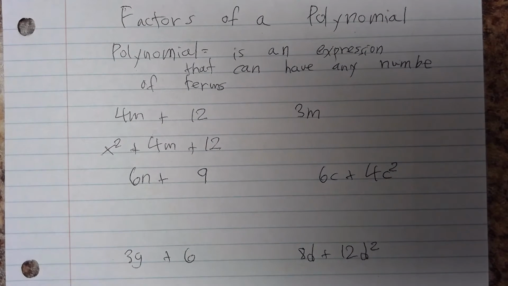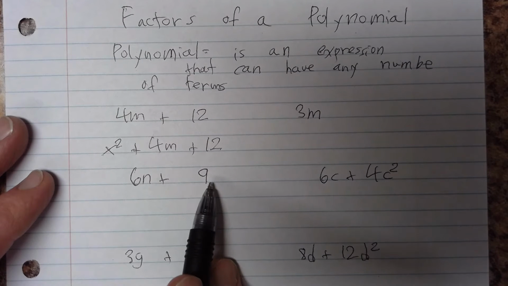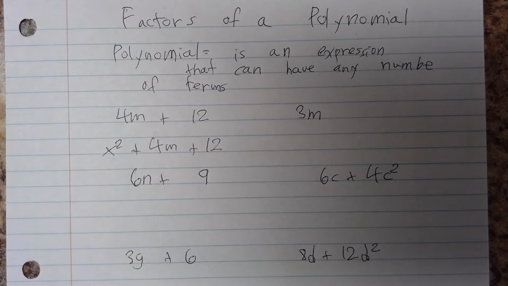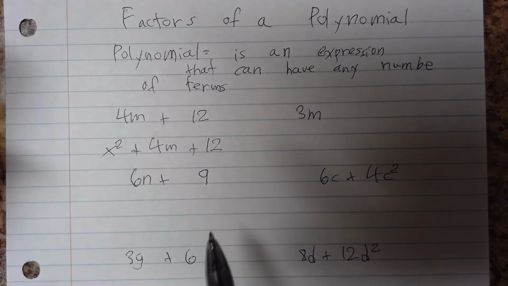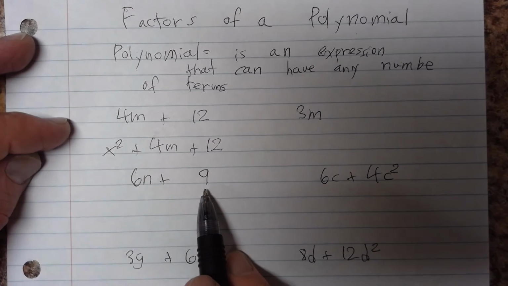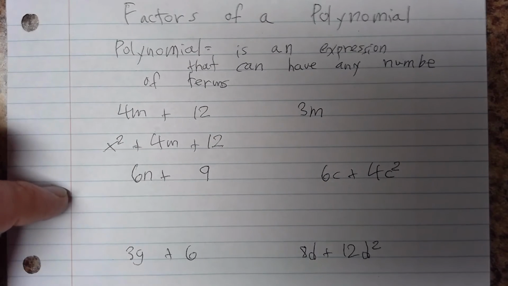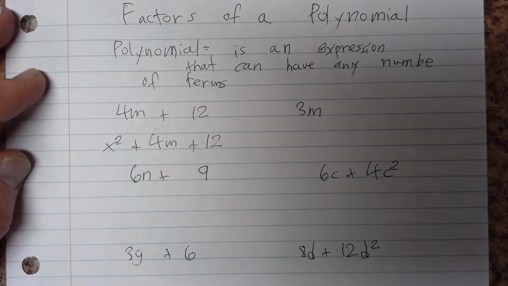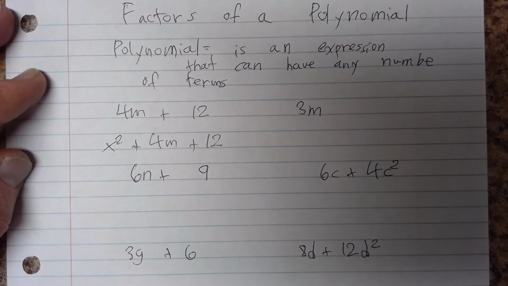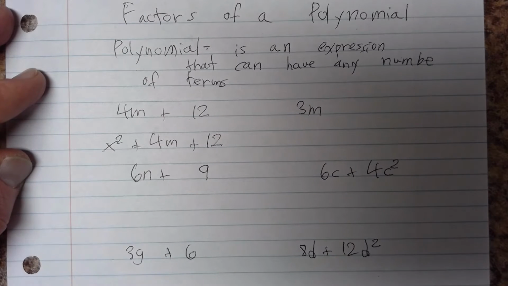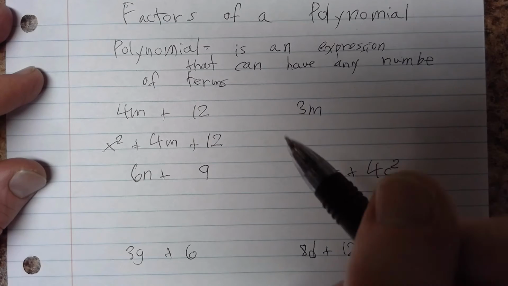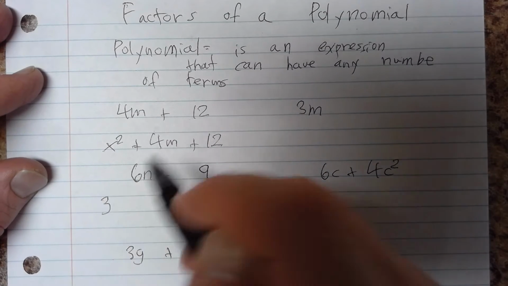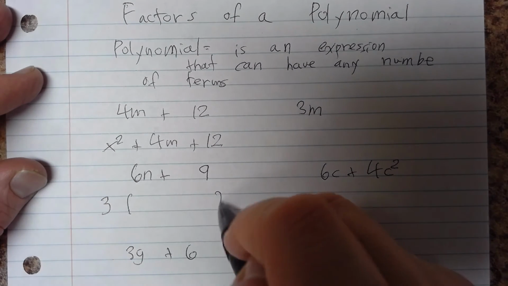Now, let's start with 6n plus 9. How do we factor 6n plus 9? Well, what are the common factors of 9 and 6? 6 has 1, 2, 3, and itself. 2 times 3 and 1 times 6. 9, you have 1 times 9 and 3 times 3. So they only have one common factor, and that's 3. So we don't even have to worry about what the greatest common factor is, because the only one they have is 3. So we factor out a 3, and we set up a bracket.